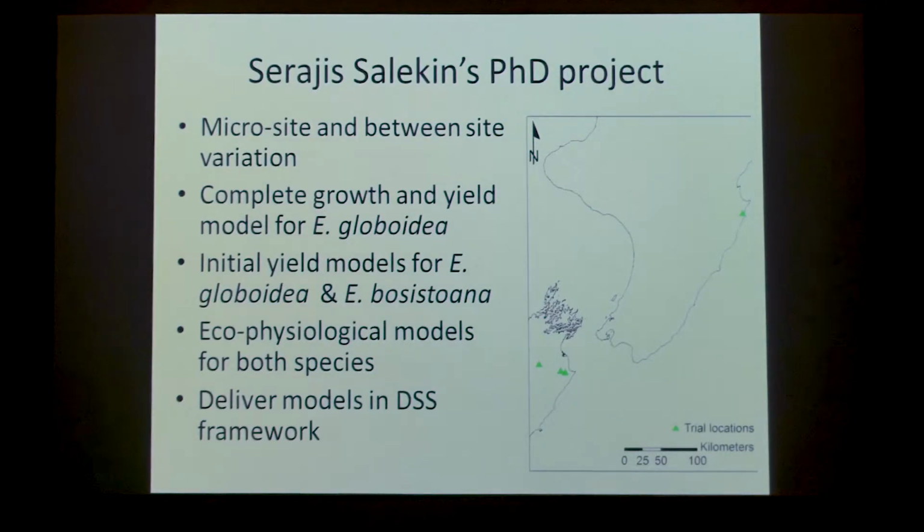He's looking at microsite as well as between site variation in growth and environmental conditions. He'll be producing a complete growth and yield model for Eucalyptus globoidea, and he'll be producing an initial yield model for Eucalyptus bosistoana. All of this will be delivered in the DSS framework that Euan briefly introduced. So he's got 4 trial sites. 3 of them are here in this region, and 1 on the east coast of the North Island.